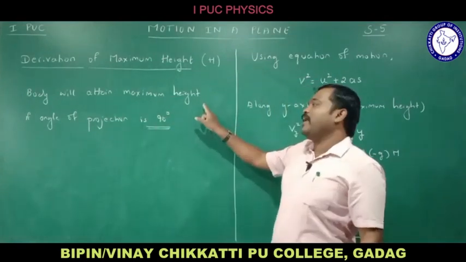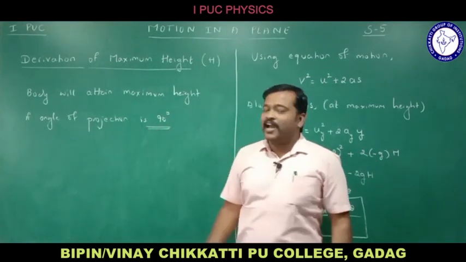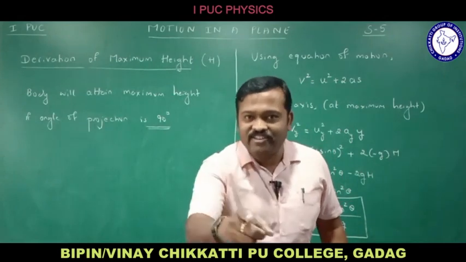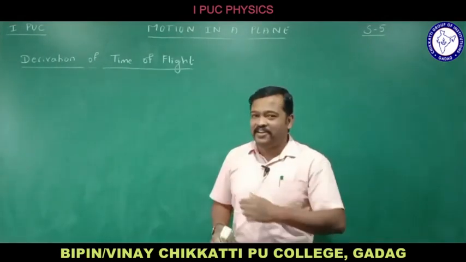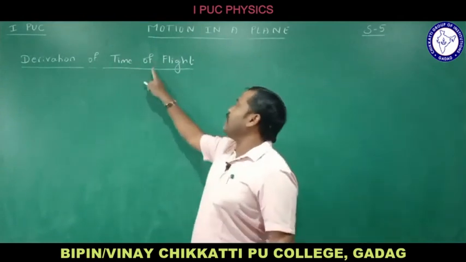For maximum height, what should be the angle of projection? Angle of projection must be 90 degrees. Now let us derive the second parameter of projectile motion, that is time of flight.